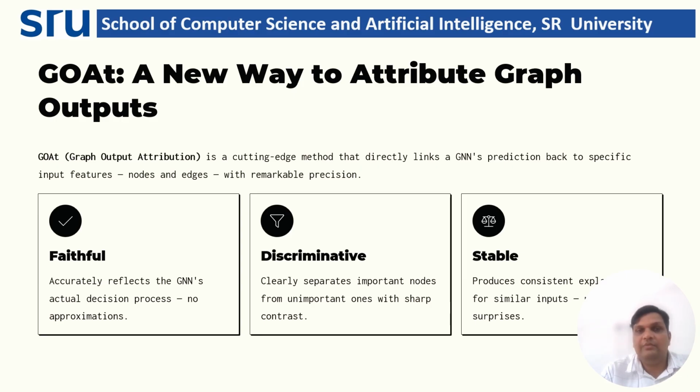GOAT, a new way to attribute graph output. GOAT, graph output attribution, is a cutting edge method that directly links a GNN prediction back to specific input features, nodes and edges with remarkable precision. It is faithful, discriminative, and stable. So one advanced method is GOAT, graph output attribution. It directly links the prediction to its key nodes and features.